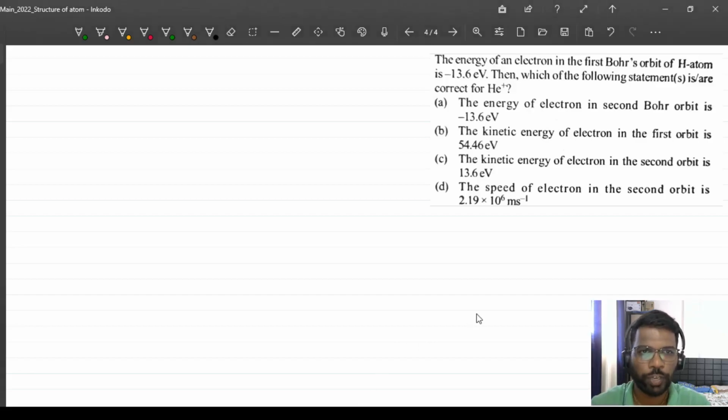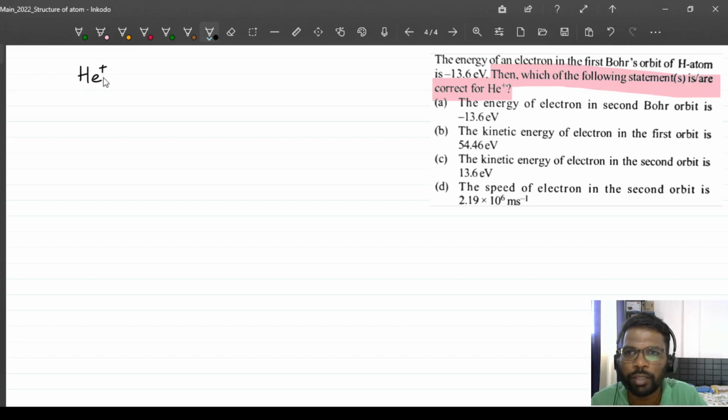Okay, here is the next question on Bohr's concept. The energy of an electron in the first Bohr orbit of hydrogen atom is minus 13.6 electron volt. Then which of the following statements is or are correct for helium plus? Okay, what they are saying is helium plus. Helium plus means what? It is a hydrogen-like species, single electron system, right?